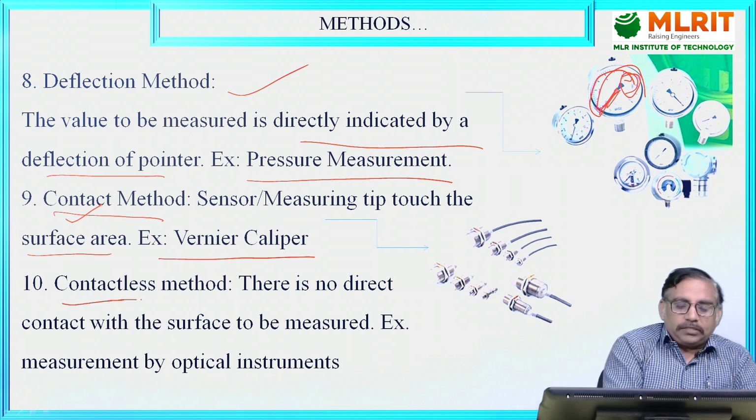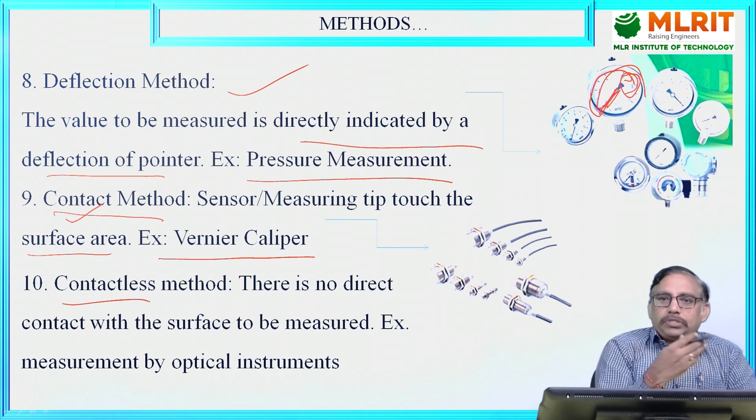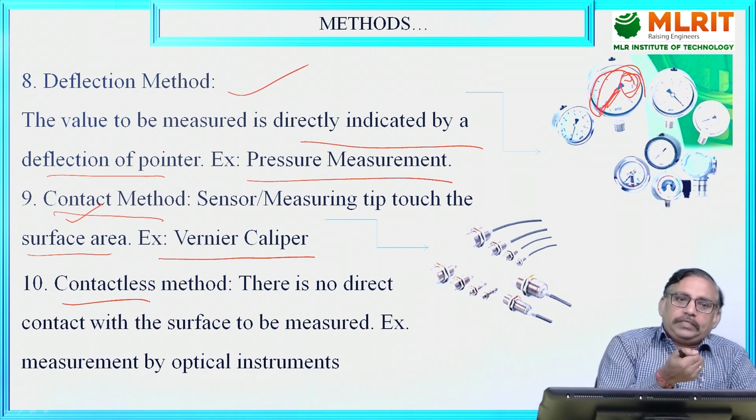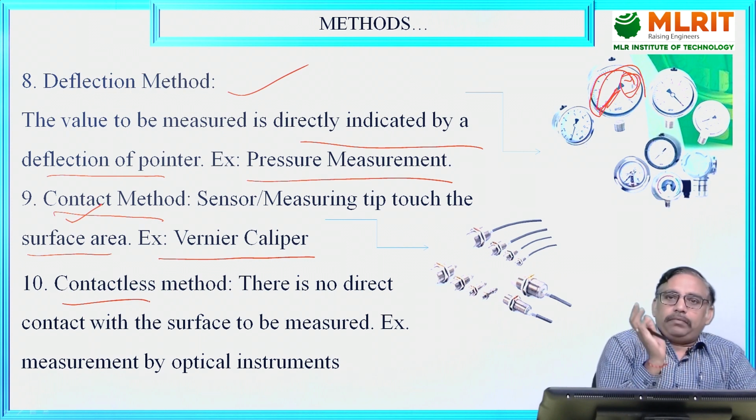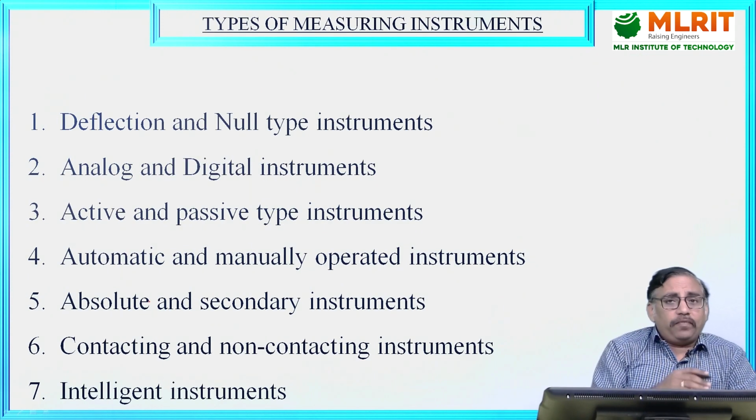So contactless, without contact, here we can say optical instruments. As I said, laser instruments also came for measuring any quantity. By sitting here itself without using any tape or scale or any other equipment, by using a simple button of a laser, I can measure all the quantities in this room, right? So coming to types of measuring instruments.